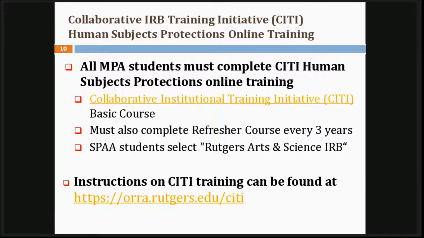And because we have multiple IRB offices that are responsible for different disciplinary areas, students in our School of Public Affairs and Administration should select Rutgers Arts and Sciences IRB. Do not select other IRB categories like maybe Health IRB, which is not appropriate for our school. The detailed instructions are on the Rutgers website, so this is the link you can use.